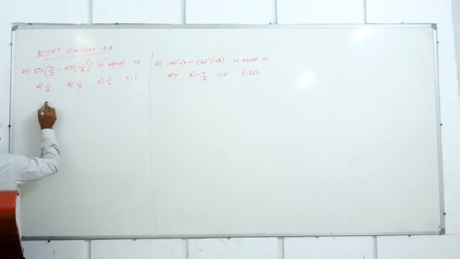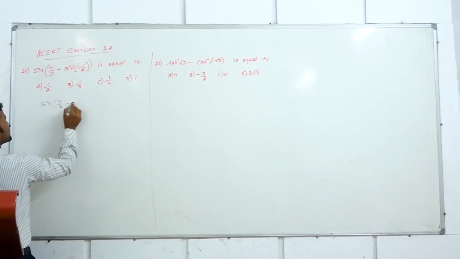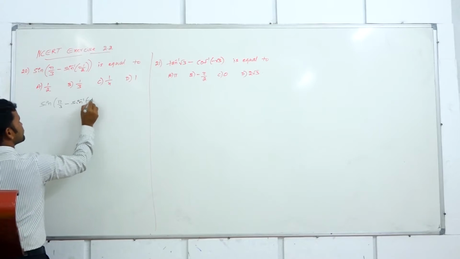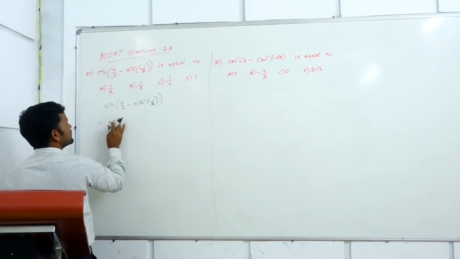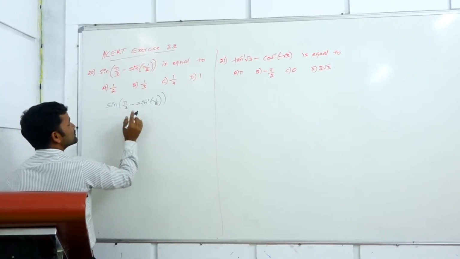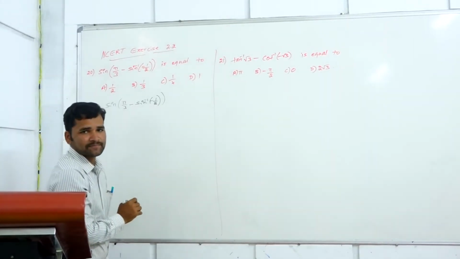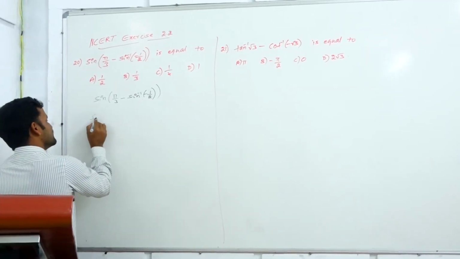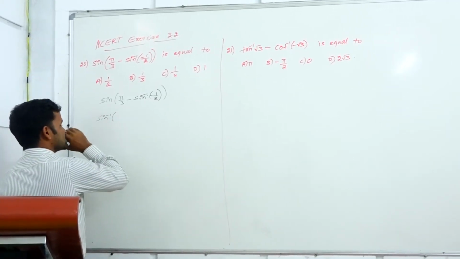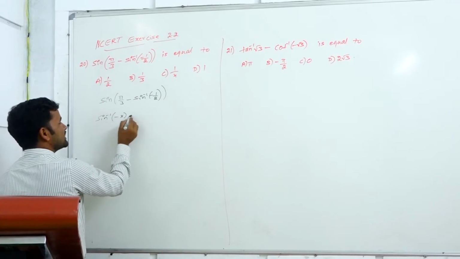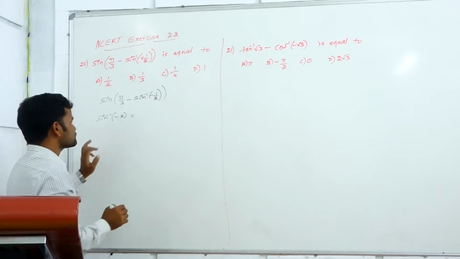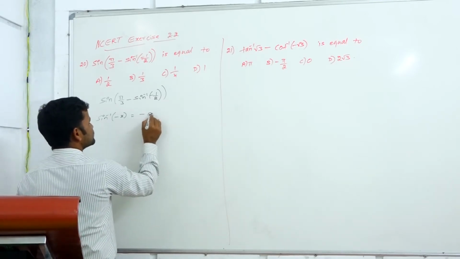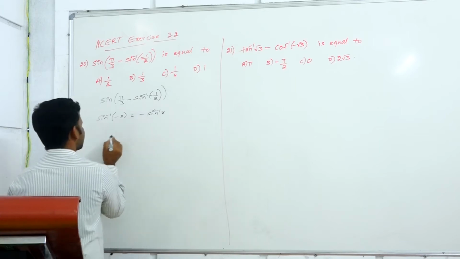It is given that sine of pi by 3 minus sine inverse of minus 1 by 2, which is equal to... Here sine inverse of a negative value is there. I told you, suppose we have inverse trigonometric functions with a negative value. Here I have sine inverse of minus x. Use the property sine inverse of minus x is equal to minus sine inverse of x first.